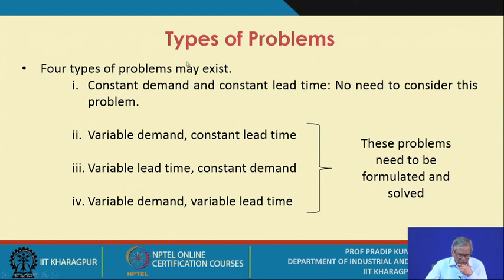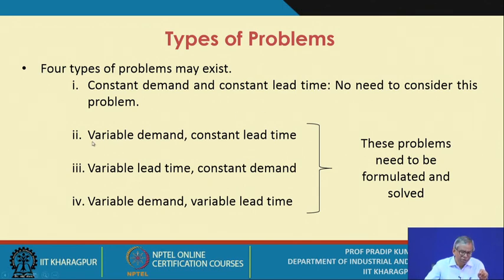So 4 types of problems may exist. Constant demand and constant lead time: I have already pointed out, no need to consider this problem for a single item case. Here we are referring to the single item case. There could be an extension of single item case to the multiple item case, but right now we are not discussing that. If you refer to the multi-item case, and for each item you have constant demand and constant lead time, then it is a problem related to scheduling but not related to inventory control.